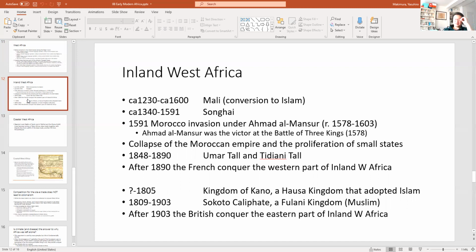Anyway, the Portuguese king intervened to make sure that the guy he backs will be the next king of Morocco, and then he would get that guy to end the piracy on the Portuguese. The Portuguese king dies in battle. This battle is called the Battle of Three Kings, 1578, and Ahmad al-Mansur becomes the victor of that battle.